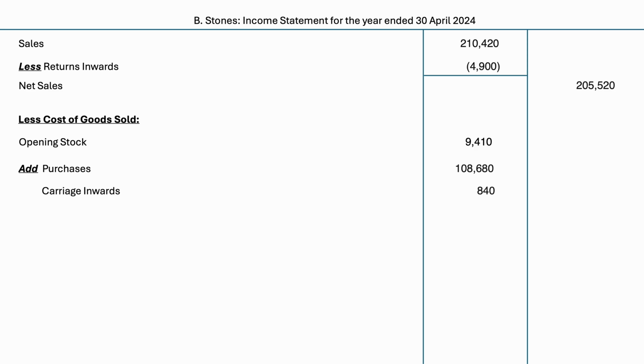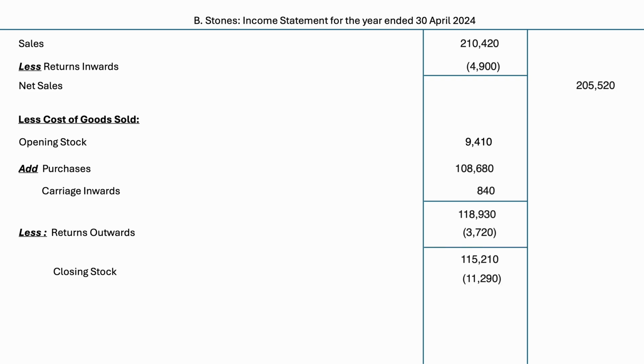The next step is to subtract returns outwards. Returns outwards refers to when goods are returned by the business to the suppliers. So returns outwards are subtracted because they reduce the amount of purchases that the business has made. The closing stock is also subtracted to get cost of goods sold. The cost of goods sold is subtracted from net sales to get the gross profit.